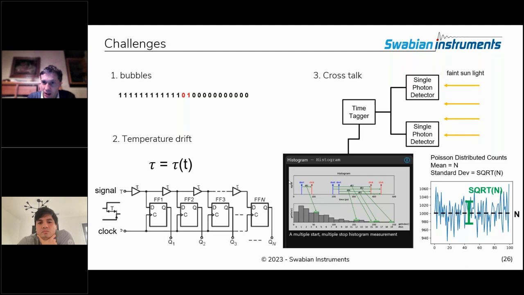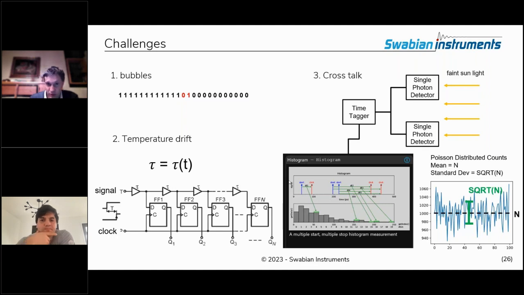So imagine you have two single photon detectors and you hook them up to your time tagger, each detector on one independent channel, and you then open the window a little bit or open the sun blinds of your lab a little bit and you let in some faint sunlight. That is a very nice way to generate totally random events. So each single photon detector will click and generate output triggers at completely random times.